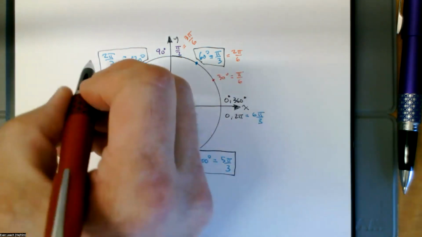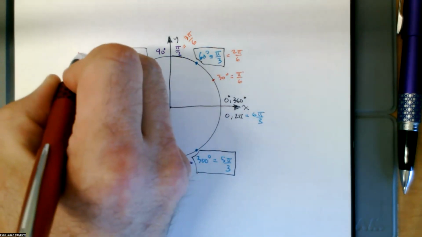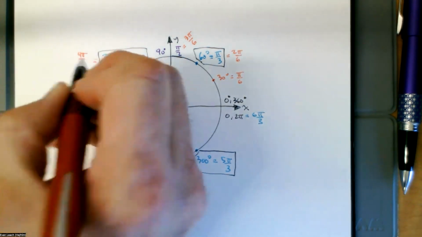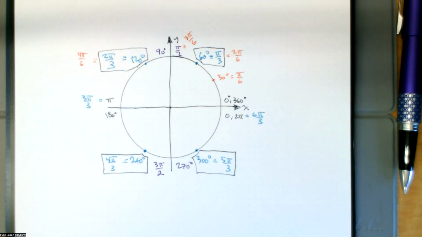4 pi over 6 is 120. 4 30s is 120. But we've got a better word for 4 pi over 6. We call that 2 pi over 3. 4 30s is 120. 120 is a 60 as well, so it's a 2 pi over 3.